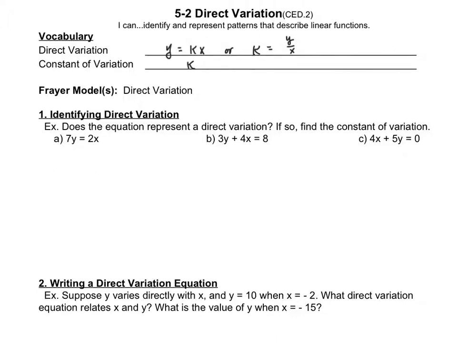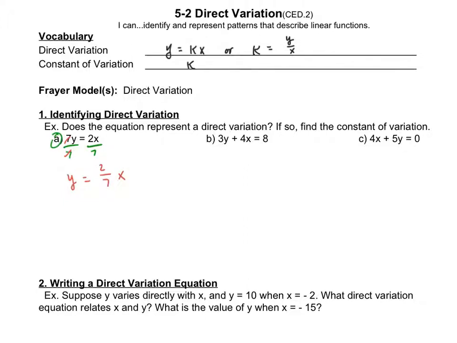So in A here, to get to y equals, we have to divide both sides by 7, and that's going to simplify down to y equals 2 over 7 x, and that does fit the format. I have a constant of variation. y equals kx, k is going to be 2 over 7.